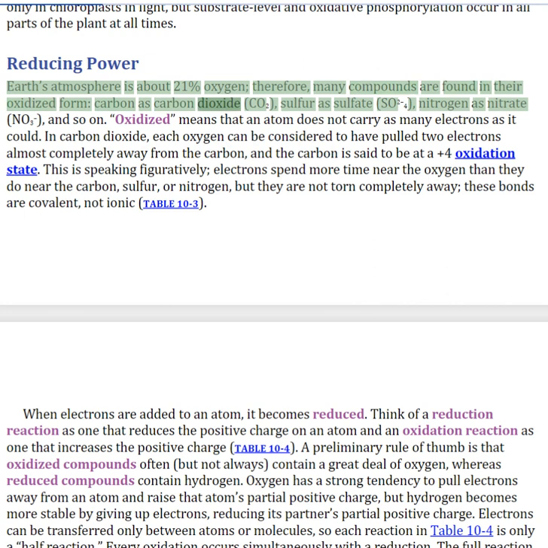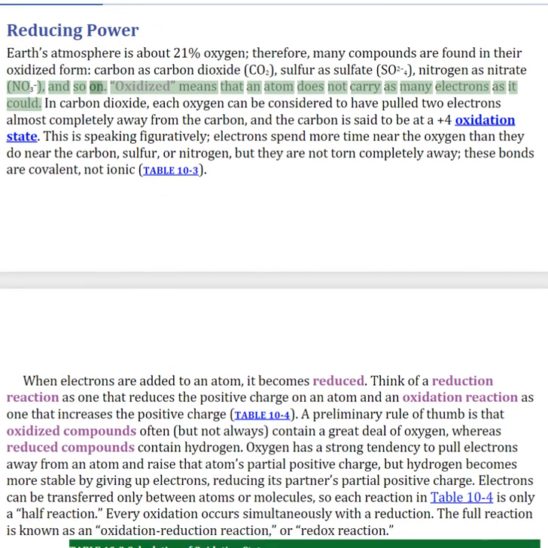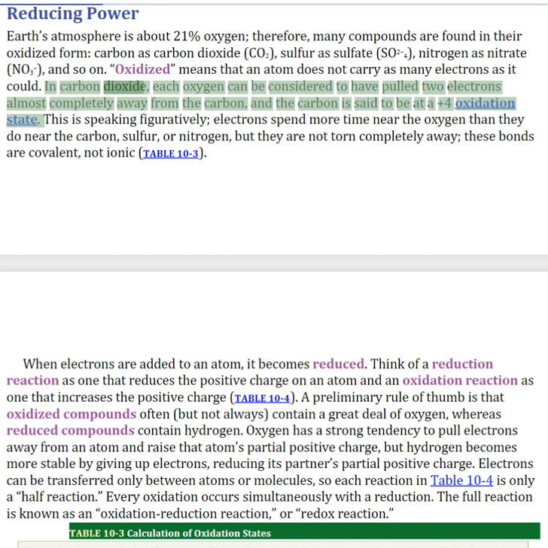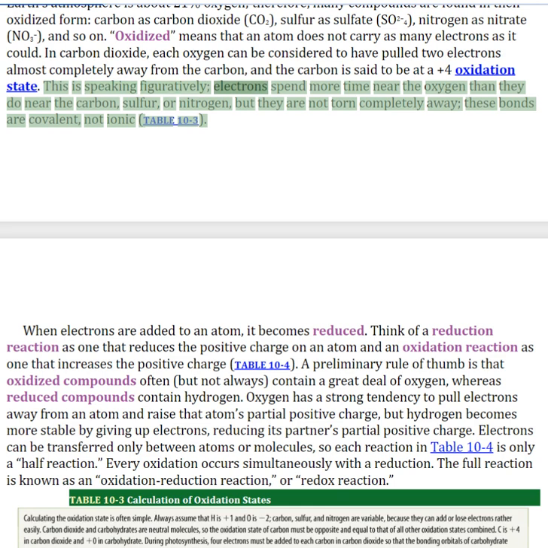as carbon dioxide, sulfur as sulfate, nitrogen as nitrate, and so on. Oxidized means that an atom does not carry as many electrons as it could. In carbon dioxide, each oxygen can be considered to have pulled 2 electrons almost completely away from the carbon, and the carbon is said to be at a +4 oxidation state. This is speaking figuratively. Electrons spend more time near the oxygen than they do near the carbon, sulfur, or nitrogen, but they are not torn completely away. These bonds are covalent, not ionic.